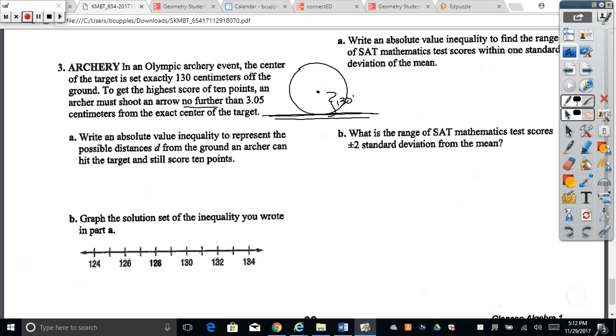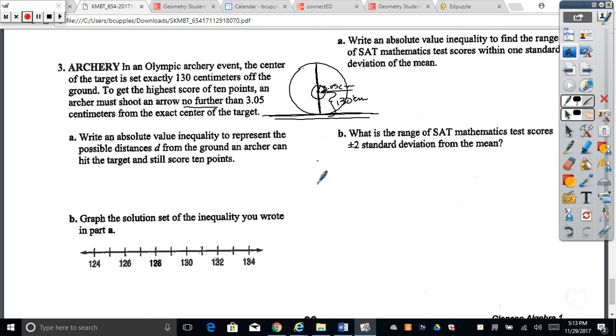From there, we can be 3.05 centimeters away. So this 3.05, anywhere within this small little circle right there. Now, if you think about that, you have the middle of this object that we're aiming for. There's 130 centimeters here, and 130 centimeters here.